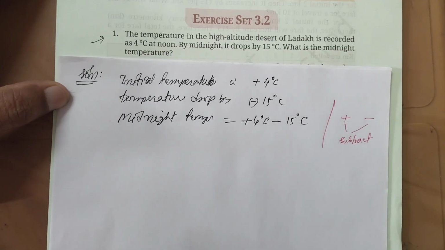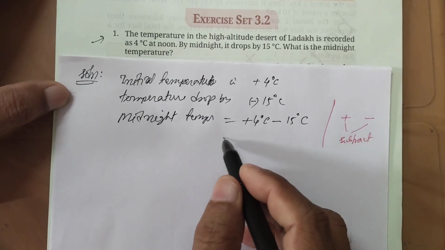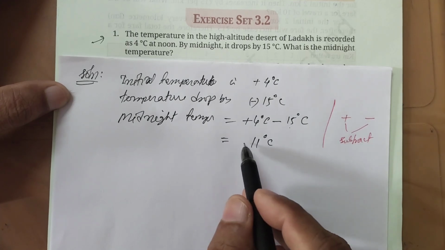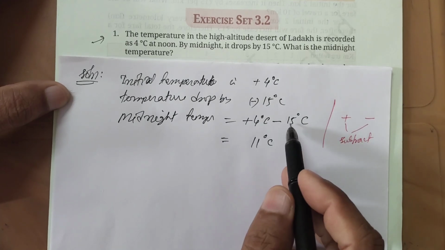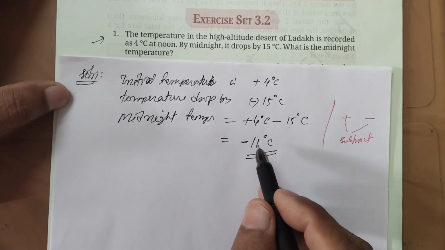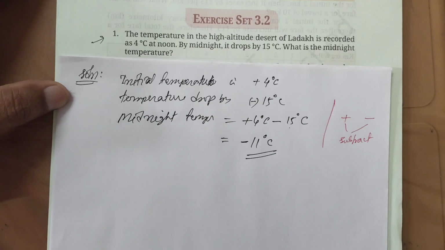Whenever opposite sign, we have to subtract, remember. So 15 minus 4 is 11 degrees centigrade, and then we have to take the sign of the bigger number. Of 15 and 4, 15 is the bigger number and it is negative, so the answer is negative. That means the midnight temperature, the final temperature, is negative 11 degrees centigrade.